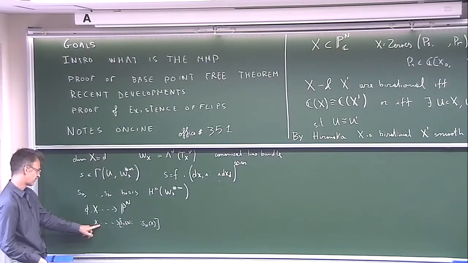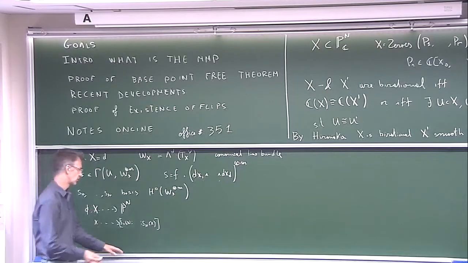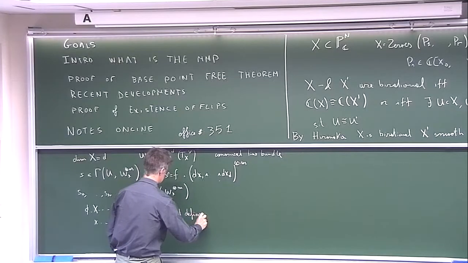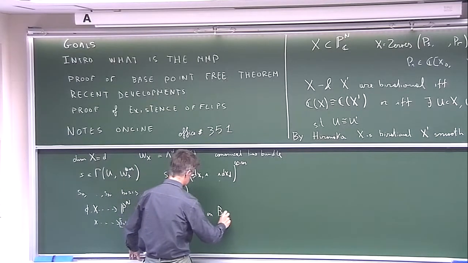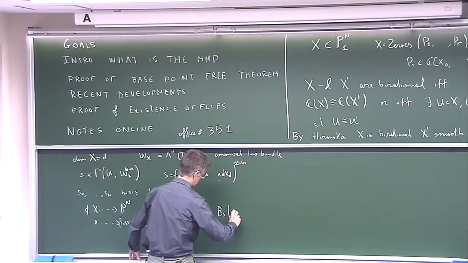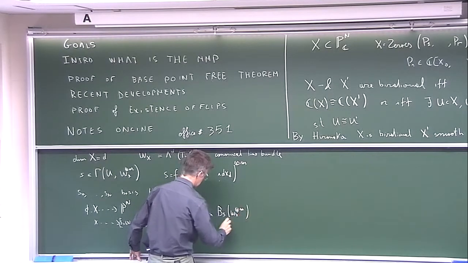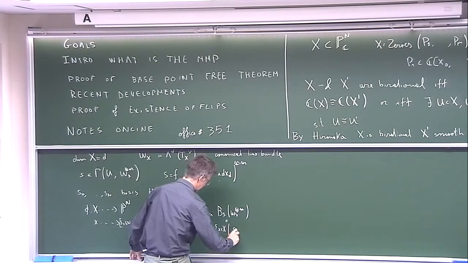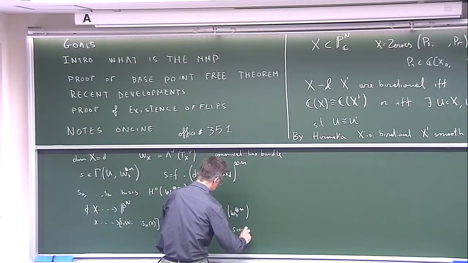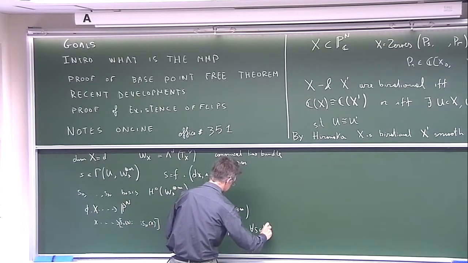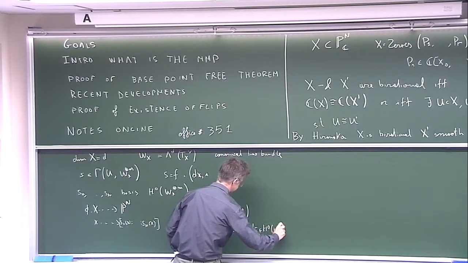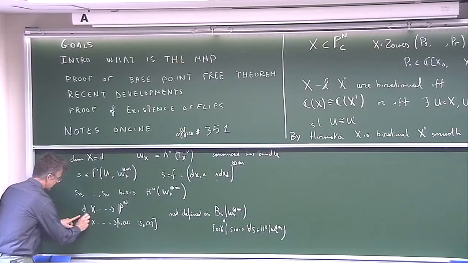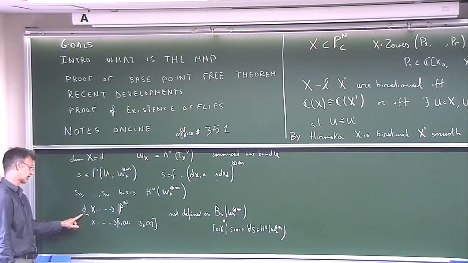This map is not everywhere defined. It's not defined on what we call the base locus of omega X to the tensor m. So the base locus is a set of points x in X with the property that S of x is equal to 0 for every global section of this tensor power of the canonical line bundle. Okay, so this is called, maybe I should put an index m underneath, the mth pluricanonical map.